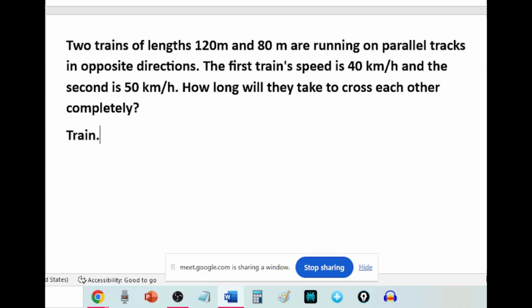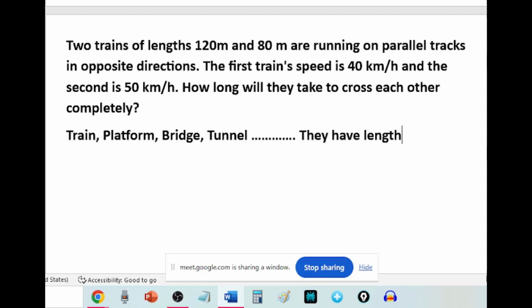Train, then platform, then bridge, then tunnel. These are long things. They have a length. The policeman standing at one place is a point object, no length. A pole, a post, a man, these are zero length. Train, platform, bridge, they have length. They are objects with length. So you have to add the length if two such long things are given.